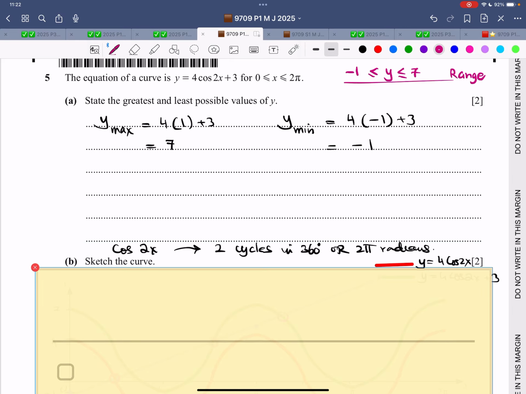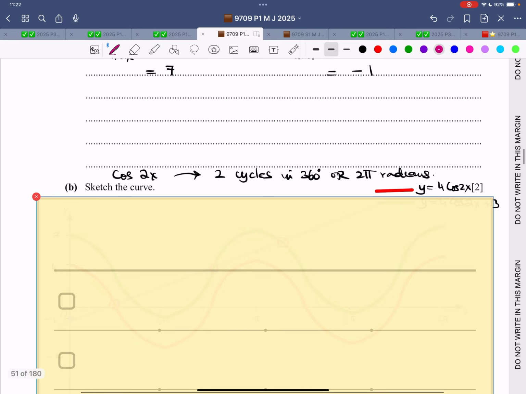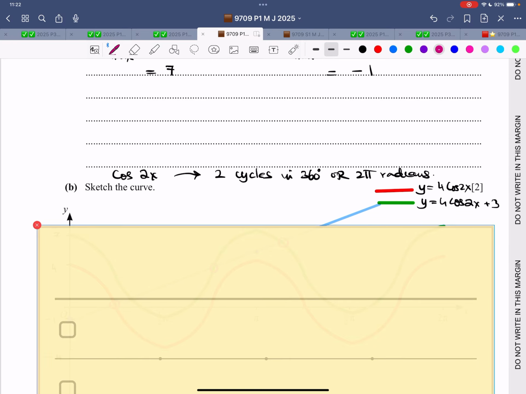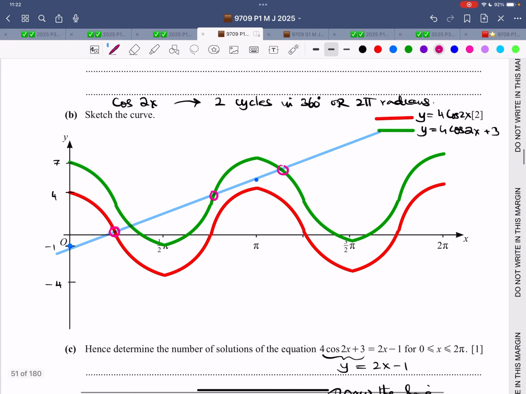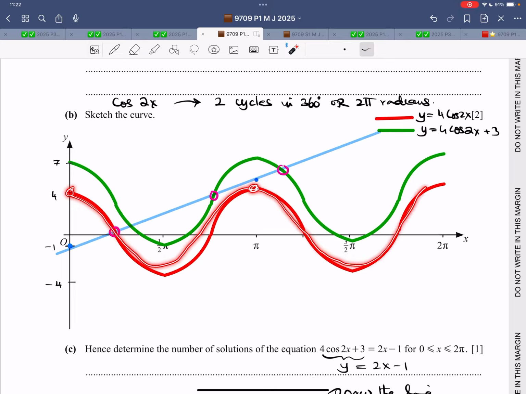Now the next thing, it says cos 2x, 2 cycles in 360, that we know. Sketch the curve. So now I have done it in steps. I believe in steps. I believe in showing all the working. So there are 2 cycles in 360. 4 cos 2x, that is the red one. This is 1 cycle up till here. That is the other cycle.